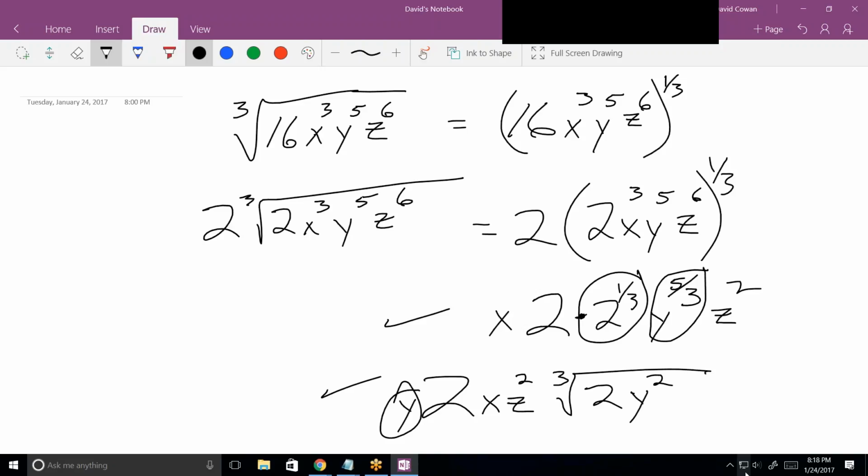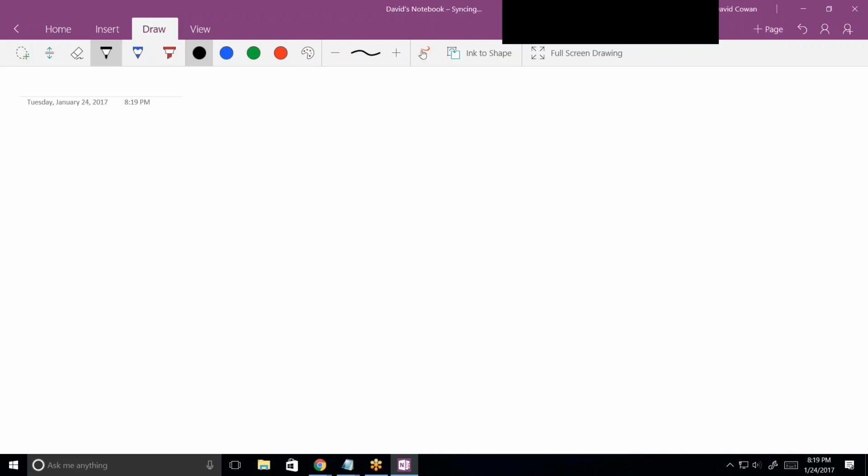Another way I could look at this is I could take this y to the 5th and change that into y cubed times y squared, and the y cubed is going to come out as a y, leaving behind y squared. And then that z to the 6th, when I take the cube root of that, comes out as a z squared. Notice that z squared times z squared times z squared is z to the 6th. If you have another one like this, it might be good to do another one just like this.